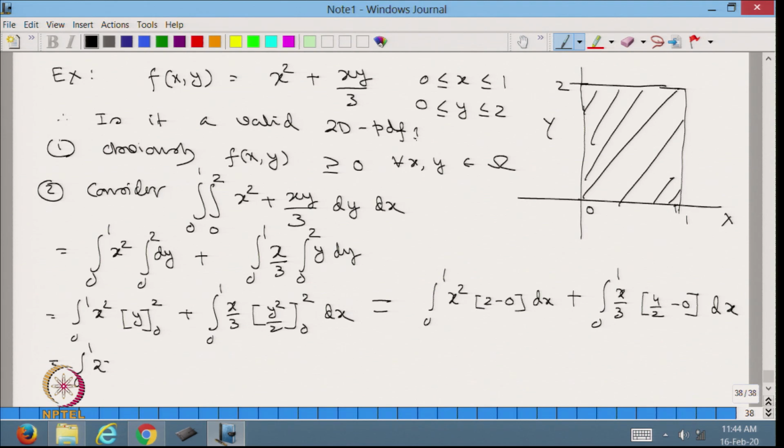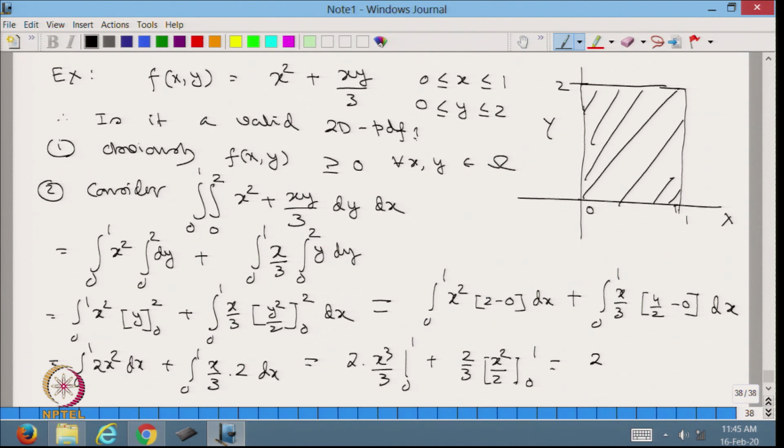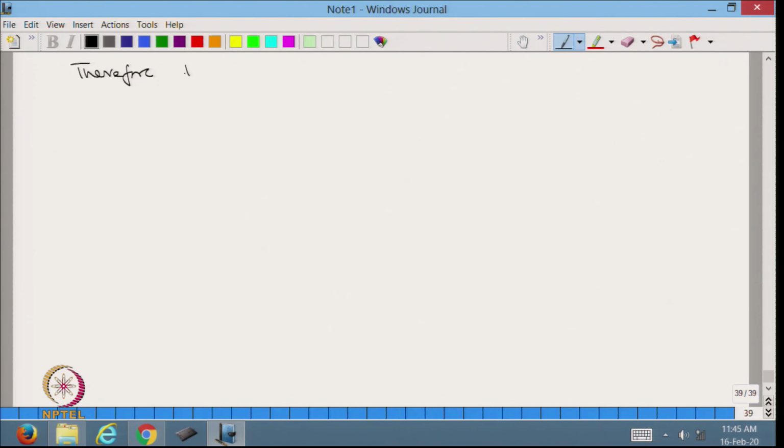This is equal to the integration 0 to 1 of 2x square dx plus the integration 0 to 1 of x by 3 into 2 dx, which is equal to 2 into x cube by 3 from 0 to 1 plus 2 by 3 into x square by 2 from 0 to 1, which is equal to 2 by 3 plus 1 by 3, which is equal to 1. Therefore, this is a valid 2D PDF.